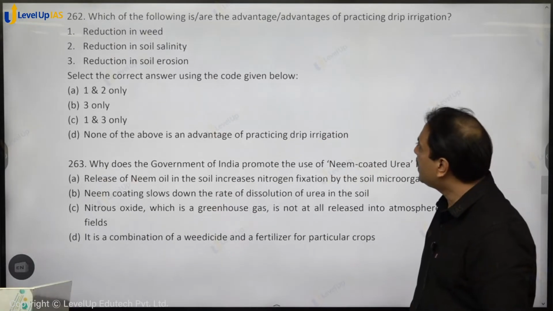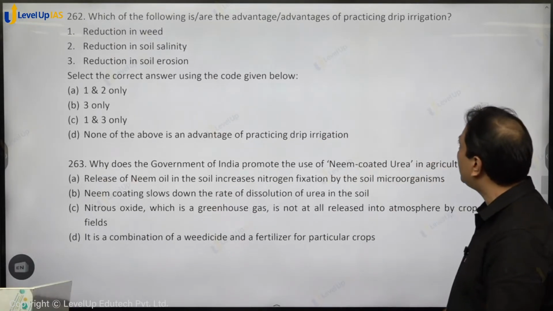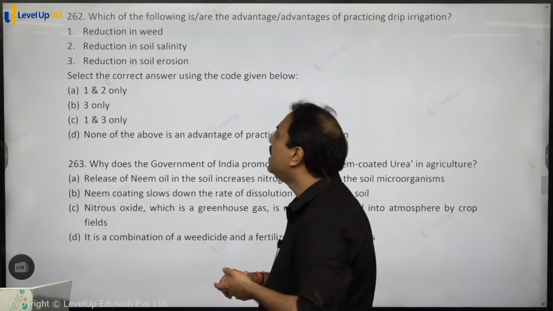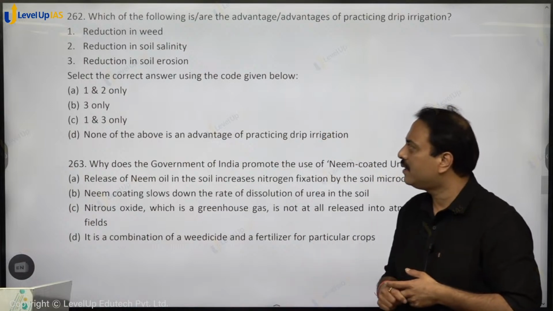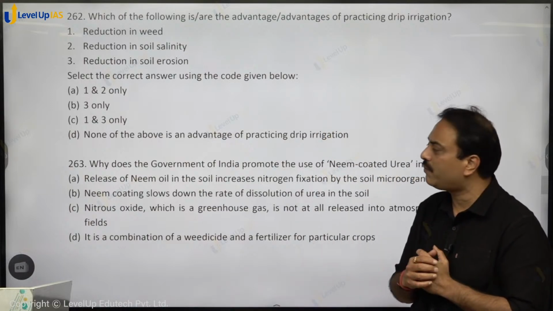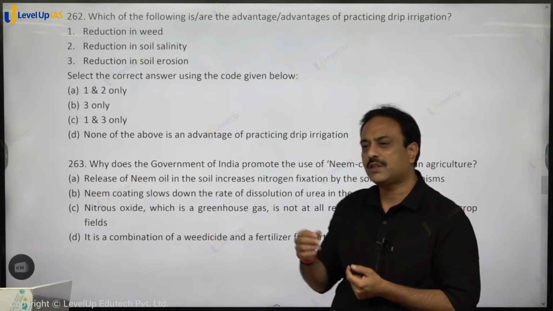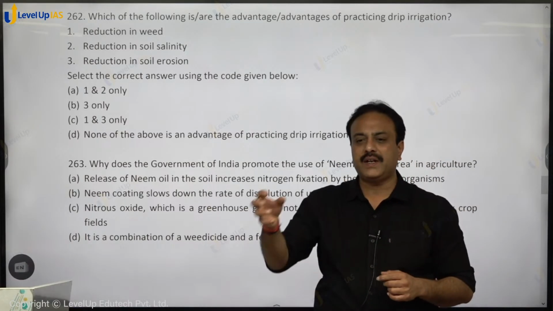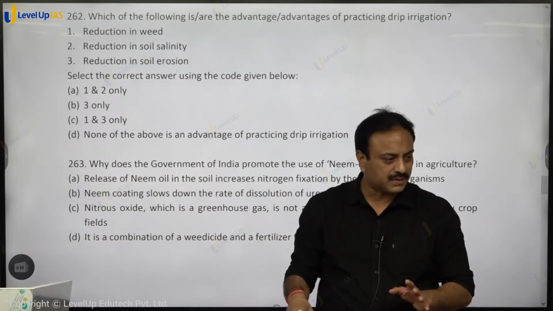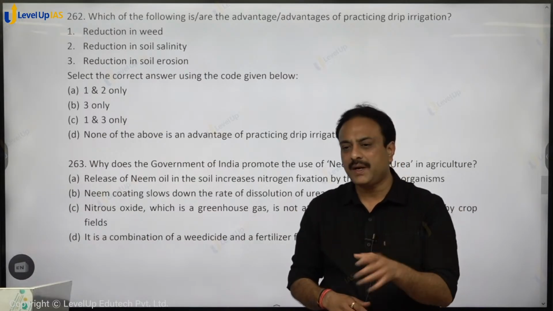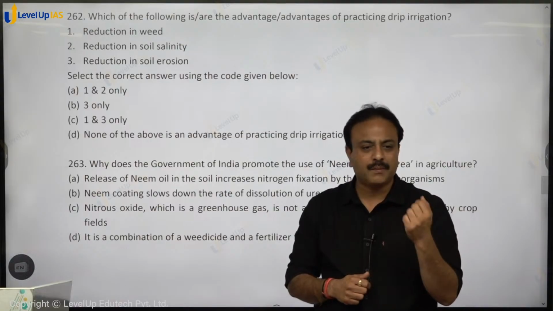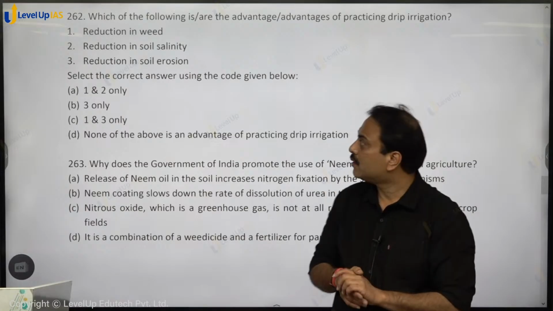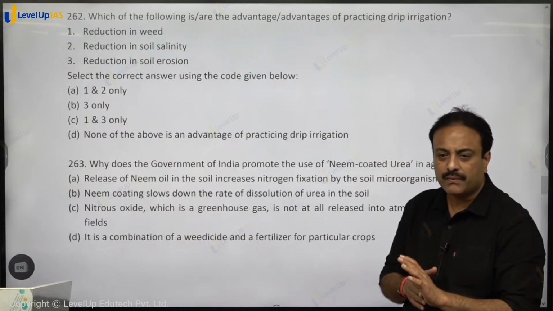Which of the following are the advantages of practicing drip irrigation? Now drip irrigation, we have discussed it. It will result in reduction of weed. So weeds are what? Unwanted growth of plants that grows on their own in between the planted crops. So that has to be removed. So either it is mechanically removed, physically removed, or it is removed using weedicides. So drip irrigation will reduce the production of weed.